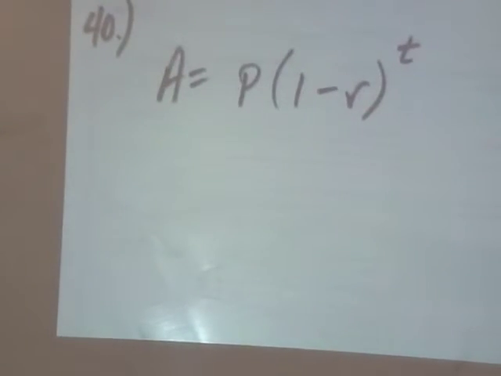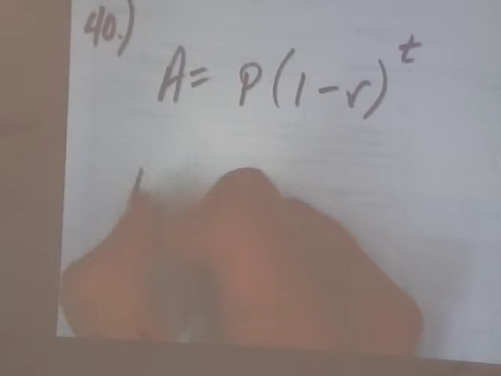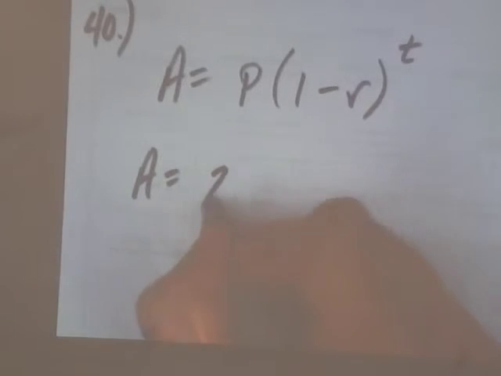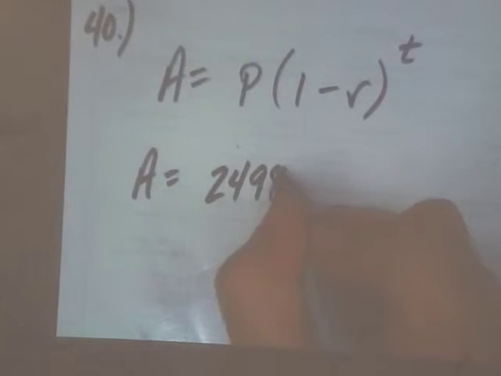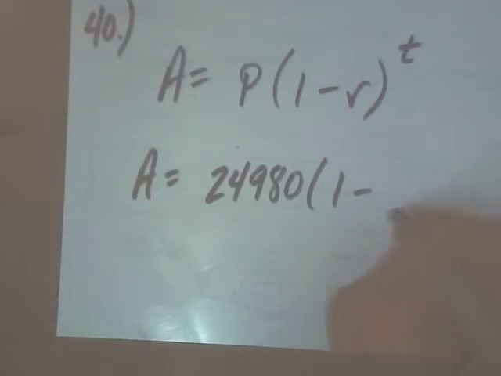Okay, 40. A car depreciates 22% each year. If you buy a car for $24,980, tell the value after you have owned it for 4 years. Round to the nearest penny. All right, so 40. What's the principal? $24,980. 22% is 0.22, for 4 years.